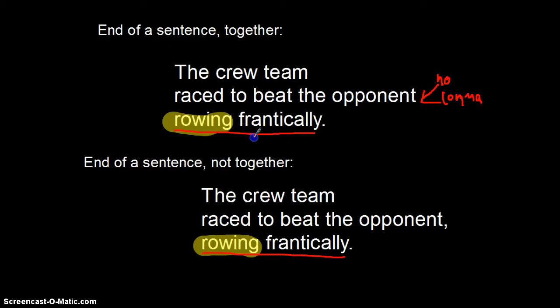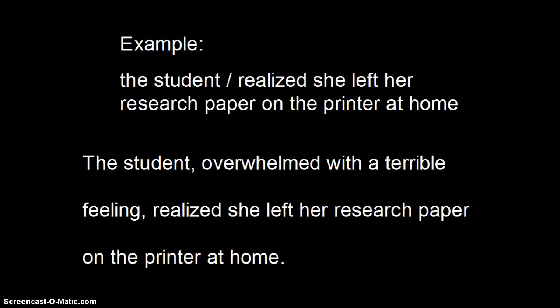Then, "rowing frantically" describes the noun closest to it. So: the crew team raced to beat the opponent rowing frantically. Who was rowing frantically? The opponent was. That's what the participial phrase is describing. However, when I put the comma here, "The crew team raced to beat the opponent, rowing frantically," now rowing frantically describes my crew team. Confusing, right? So this comma actually tells us a lot. The comma determines which one it is that we're looking at. Who does the participial phrase describe when you have it at the end of the sentence? This rule only applies to the end. Keep that in mind.